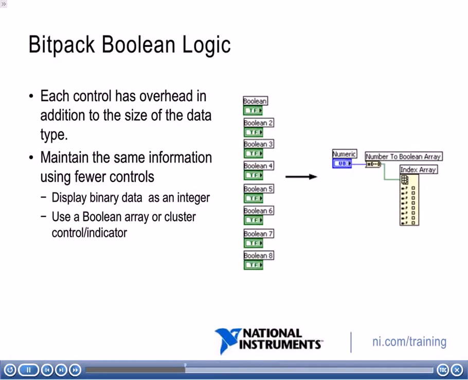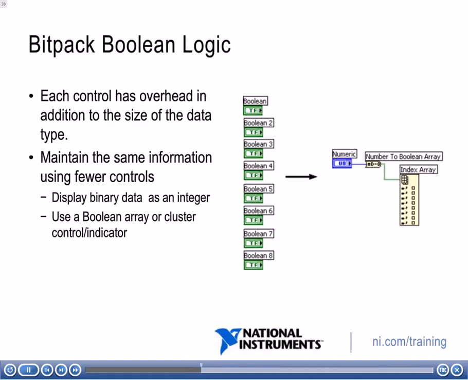So let's talk about bit packing Boolean logic. Each control, like we said before, is going to have overhead in addition to the size of the data type. Each control you have is going to take up some space on your FPGA because it's going to have to implement FPGA resources to handle the communication between the FPGA and the host. If we look at this example here, we've got 8 Booleans, and for each Boolean that you see there, it's going to have to implement a resource to communicate that data between the FPGA and the host.